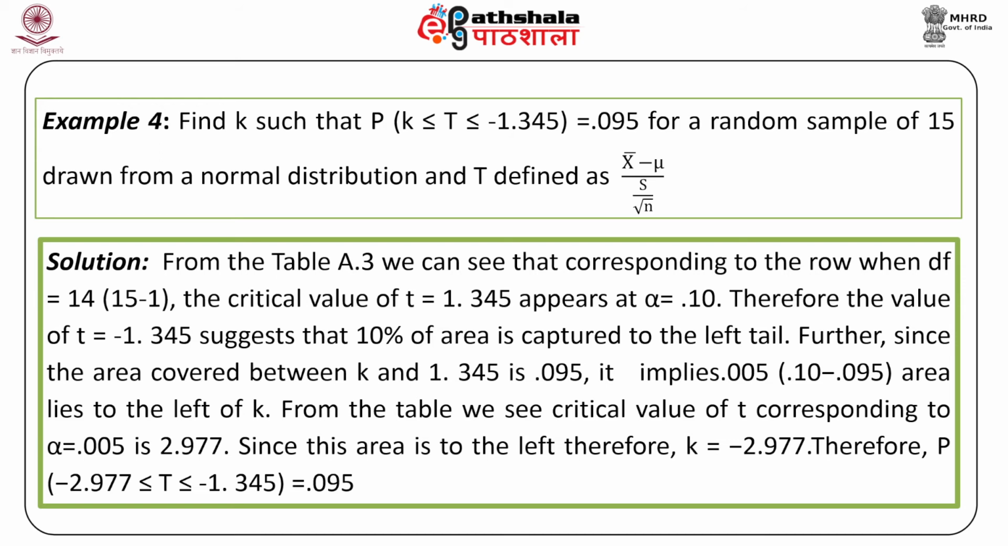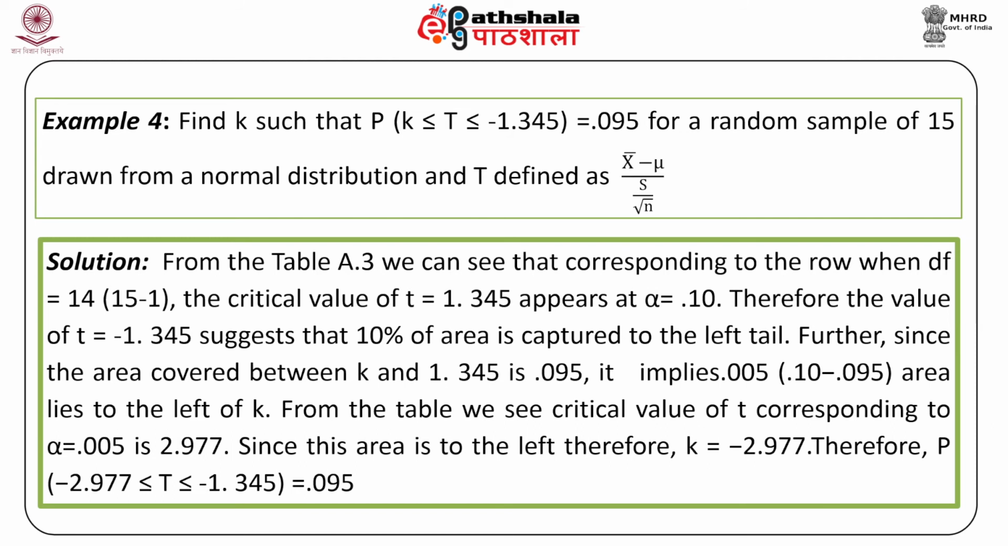Further, since the area covered between k and 1.345 is 0.095, it implies that 0.005, which is 0.10 minus 0.095 area, lies to the left of k. From the table we see the critical value of t corresponding to alpha equal to 0.005 is 2.977. Since this area is to the left, therefore k is equal to minus 2.977.